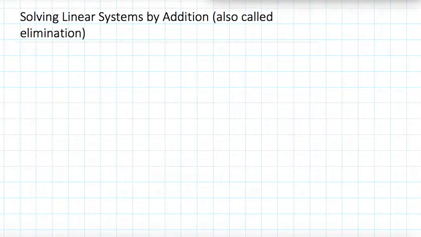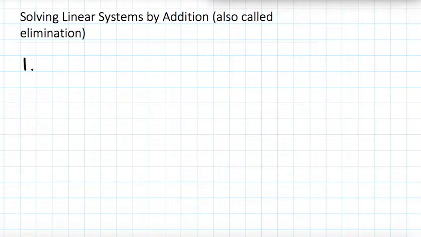Our third and final method for solving linear systems in section 3.1 is called addition. It's often called elimination by other textbooks, but this book likes to use the term addition. Just be aware of that. You probably heard elimination before if you've taken an algebra class before. So our steps for solving a linear system using addition.